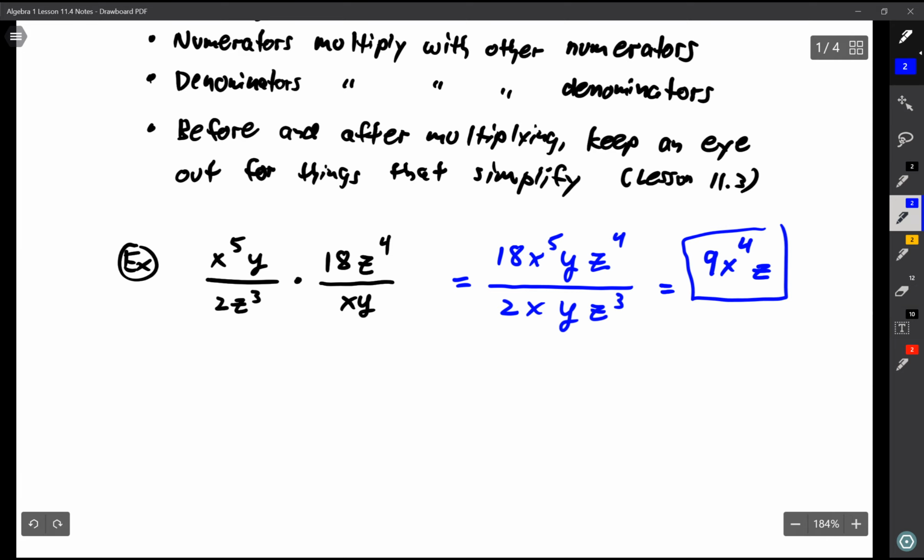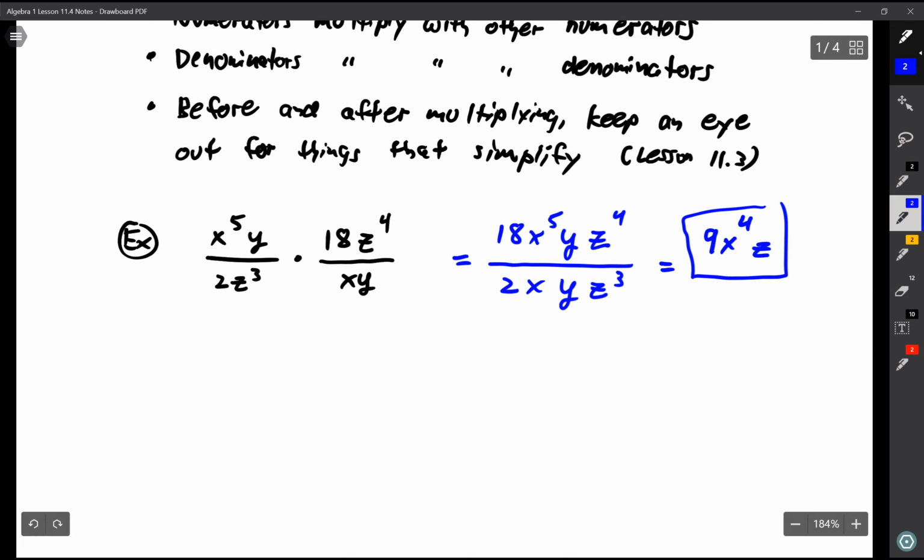9x to the fourth z. So that was with multiplying it. Or you can do the same thing, but with what you started with. And you can just say, well, let's see, my 18 over 2, that's 9. My y's cancel. My x to the fifth and my x, so that's going to leave me with an x to the fourth on top.